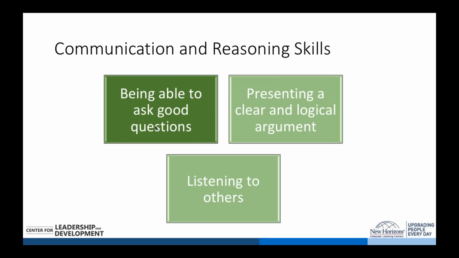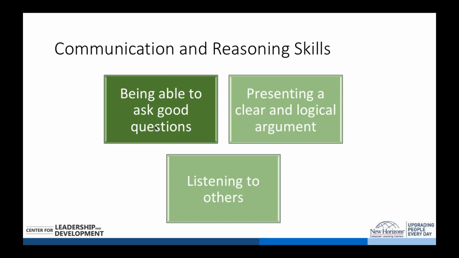Look at communication and reasoning skills. One of the things that managers need to be able to do, of course, is ask really good questions. One of the things you're doing with your team when they come to you with questions is being able to turn that around and ask your team a really good question about, have you considered something? You have to be able to present clear and logical arguments, and going back again to Aristotle's three issues of ethos, pathos, and logos.